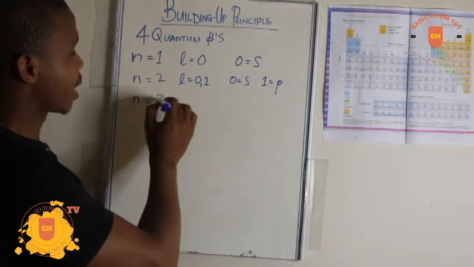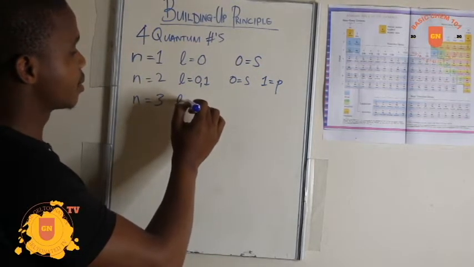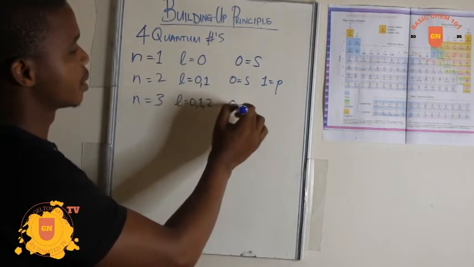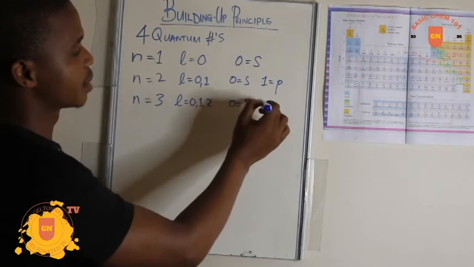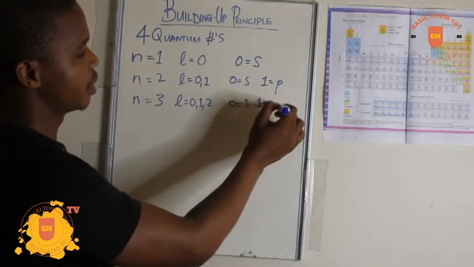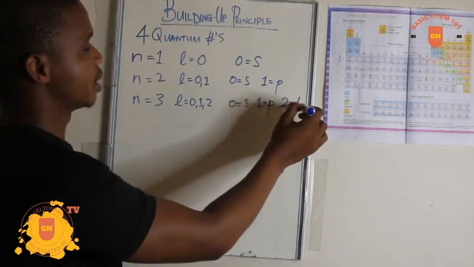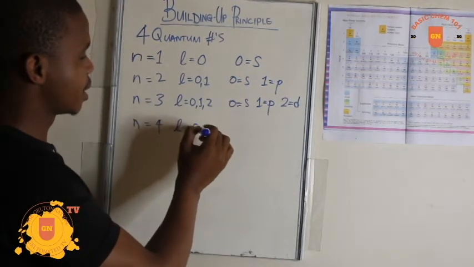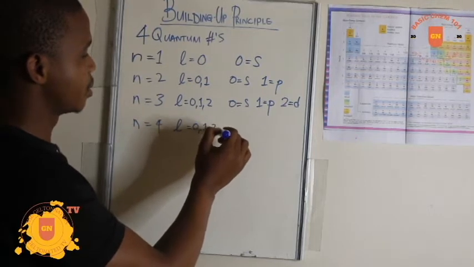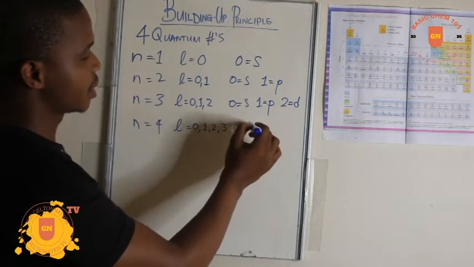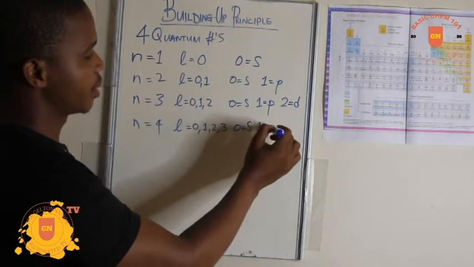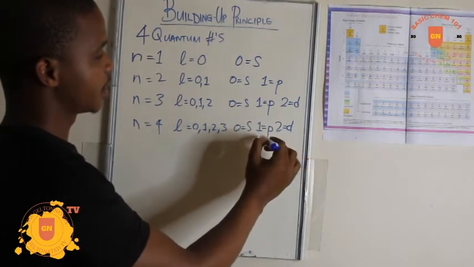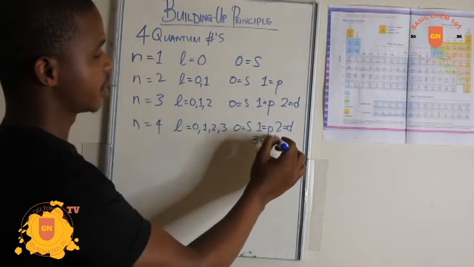When n is equal to 3, L is equal to 0 or 1 or 2. 0 is equal to s, 1 is equal to p, and 2 is equal to d. And when n is equal to 4, L is equal to 0, 1, 2, 3. 0 is s, 1 is p, 2 is d, and 3 is f.